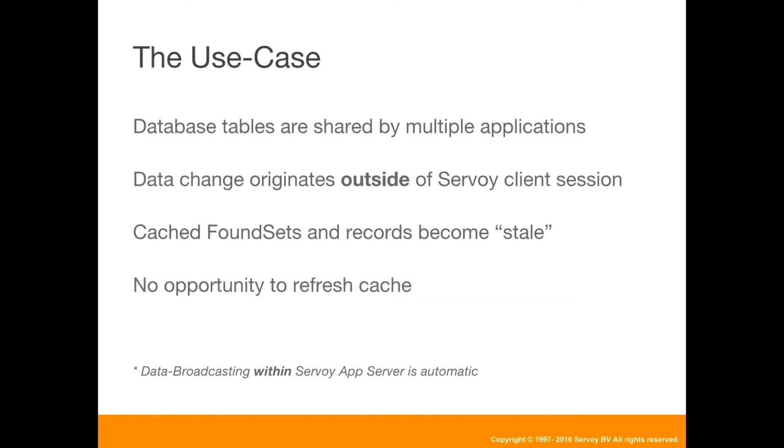So I think I should start off by clarifying the term data broadcasting, especially for those who are new to Servoy or maybe just never noticed that when you're using an application that's running in Servoy, you get this concept of data broadcasting for free automatically without having to write any code or set up any configurations. What this means is that anytime multiple clients are looking at the same records and one of those records is changed from inside a Servoy client, the data change is broadcast to all the other clients so that they can update their cache of those records.